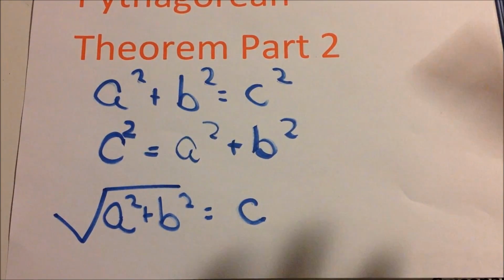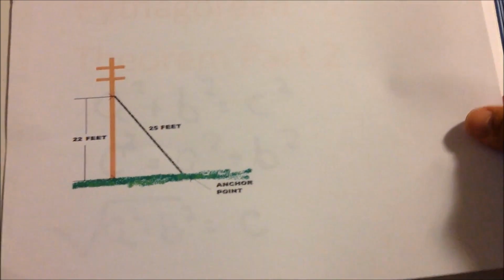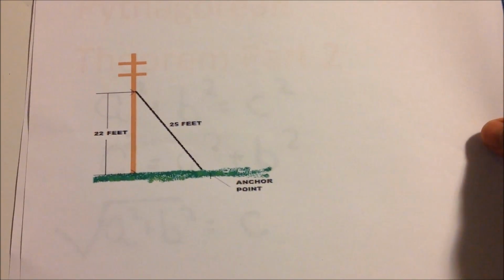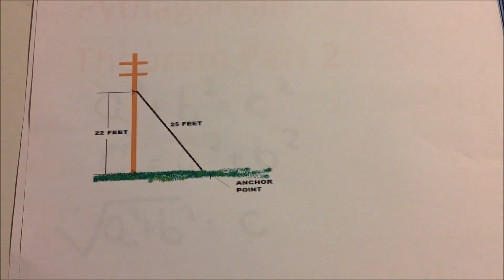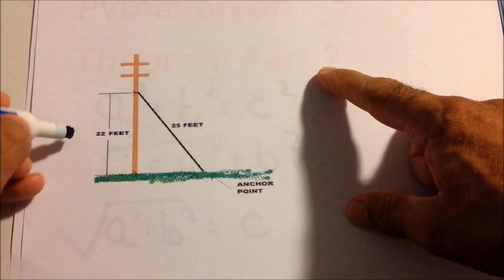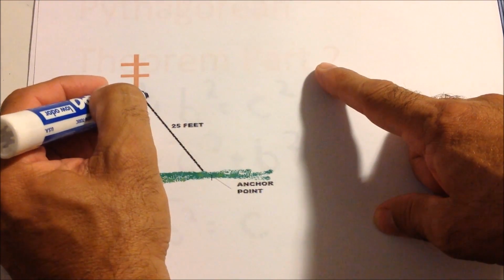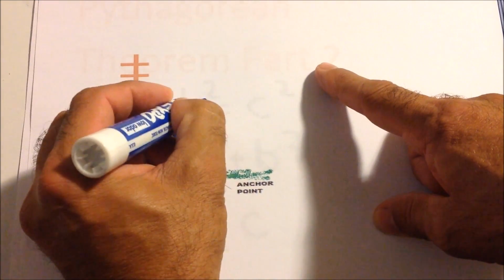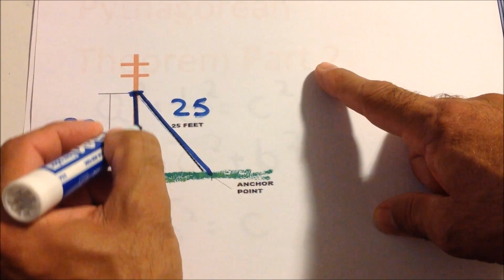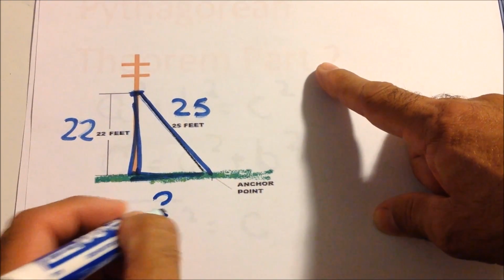Okay, so in this video, we're just going to go over some applications of the Pythagorean theorem. So here we have, let's say we had a telephone pole, and the telephone pole was 22 feet. So I'll write 22 feet here, from 22 feet to this point. And let's say that they were anchoring the pole so it doesn't fall. We have this anchor line, and that's 25 feet. So we have a right triangle here. So we're looking for this.